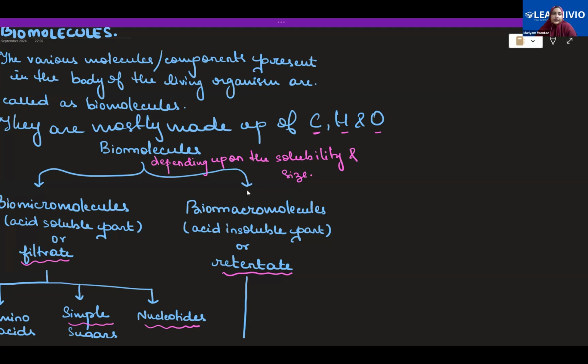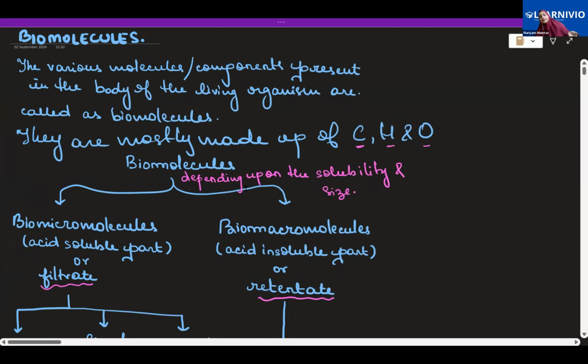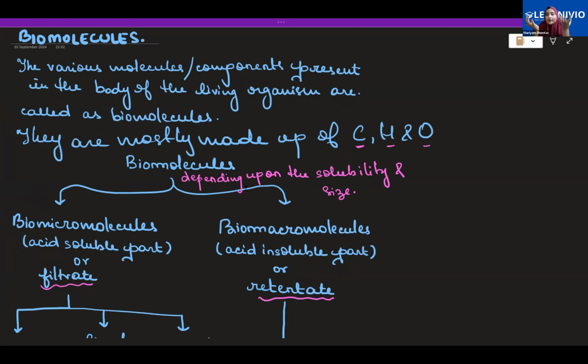All right, students. So today we're going to start with biomolecules. So when we talk about biomolecules, if you break the word, we have bio, we have molecules, right? Bio refers to living. Biology, the science of living. So the various molecules or components which are found in the living organism's body, we call them the biomolecules.